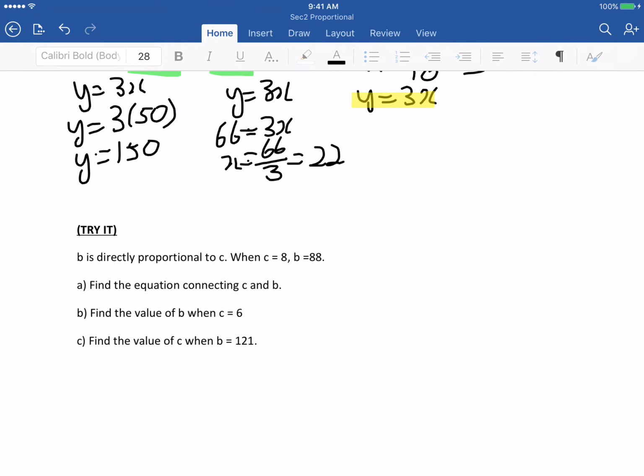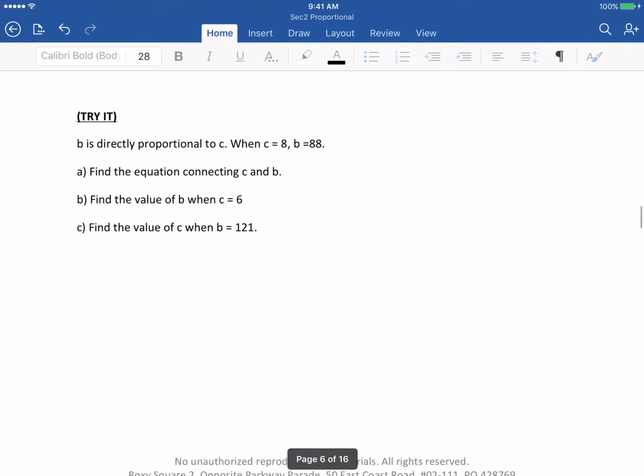Okay, same thing. First thing you must know is actually the format. Every time we say directly proportional, it will be something equals k times something. Okay, pause the video and try to do the next question yourself.